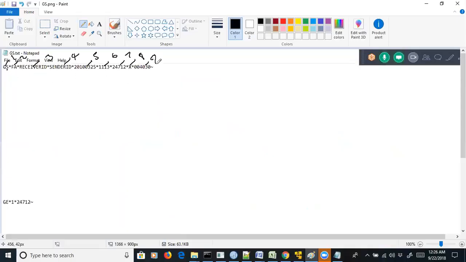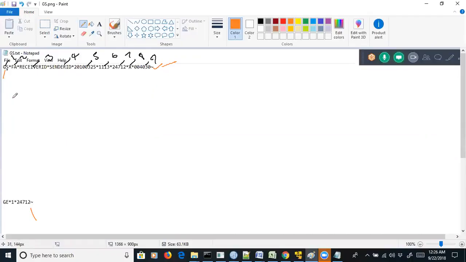And these are the elements of those segments, and this is the GS, functional group envelope, right? So this is the functional group. As you can see, the functional group header, and this is your functional group trailer. Okay, so let's discuss the functional group header first. As you can see here, it has 9 elements, right? Elements are separated by the element separator, and your segment ends with the segment separator.